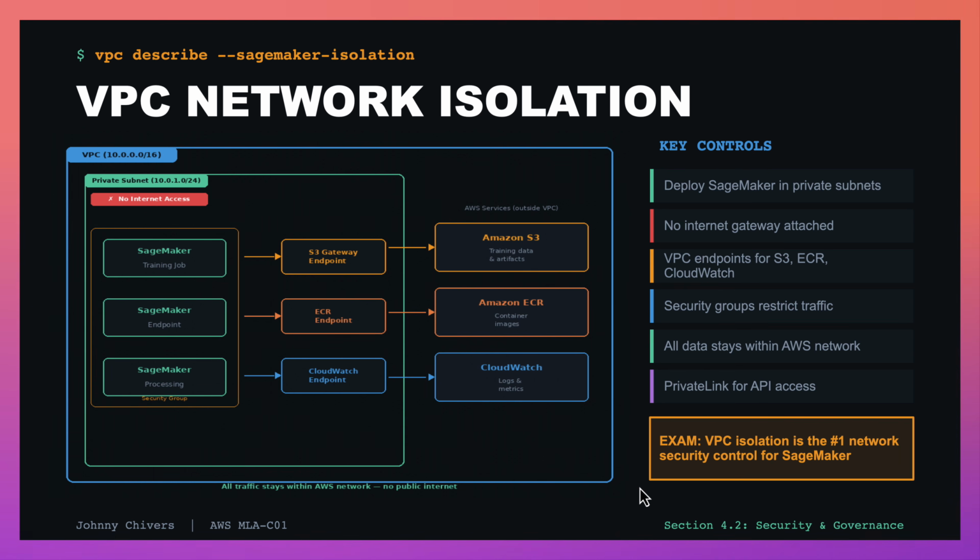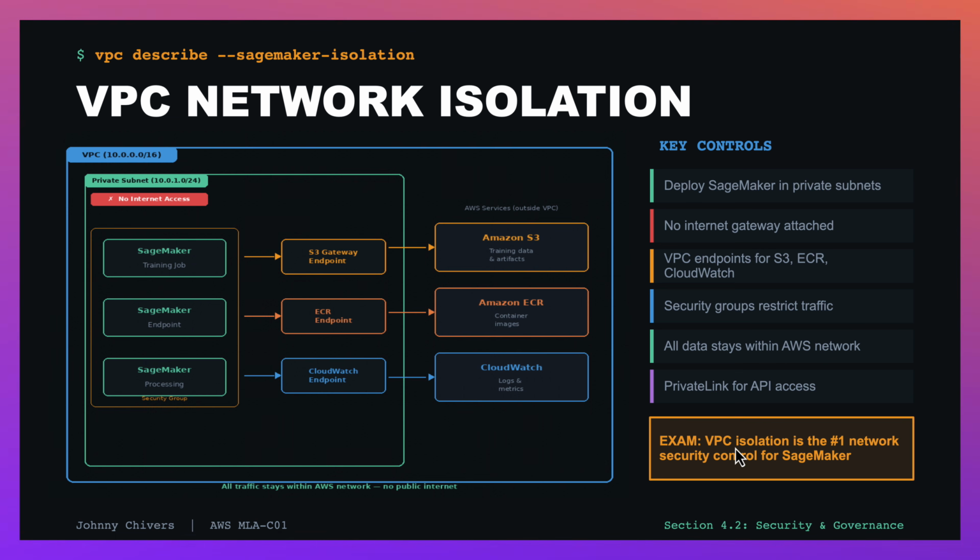So this is what a VPC network isolation looks like. There is code in the repo if you want to go look at this. I'll not actually deploy it myself, but there is code. This is where you create a private subnet in a VPC around your SageMaker resources that you're using. It can then use endpoints such as gateway endpoint, ECR endpoint to reach out over private backbone to S3, ECR, and CloudWatch. So it's private link for API access, VPC endpoints for S3, ECR, and CloudWatch. There's no internet gateway at all in this, and you deploy SageMaker in private subnets.